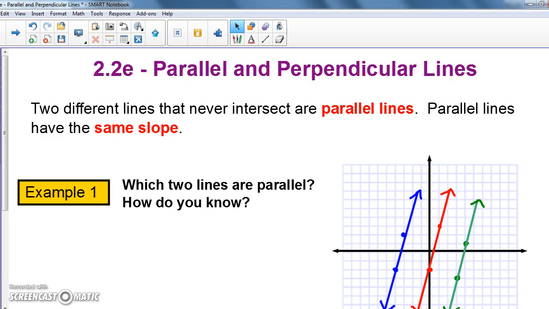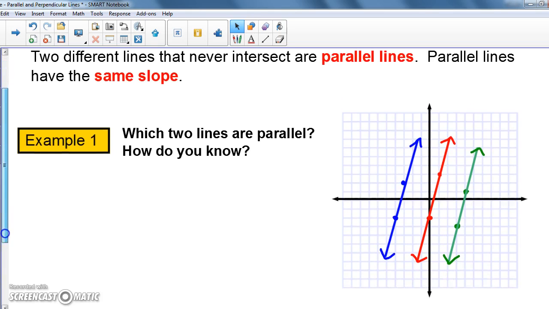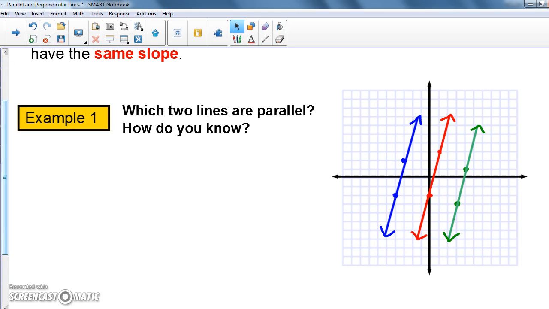And when it comes to slope, parallel lines, as you remember, have the same slope. The same number of slope, that means they're parallel. So let's look at an example here. The question is, which two lines are parallel and how do you know? If you look at all three of these lines, they look parallel. You're just looking with your eyes. But what we need to do is prove it. So what we're going to do is find the slope of each, and then any ones that we get the same slope, those are parallel.